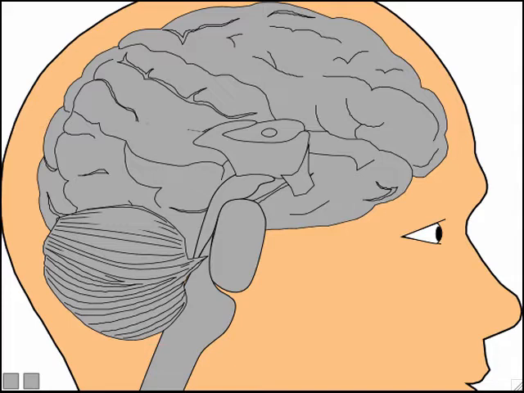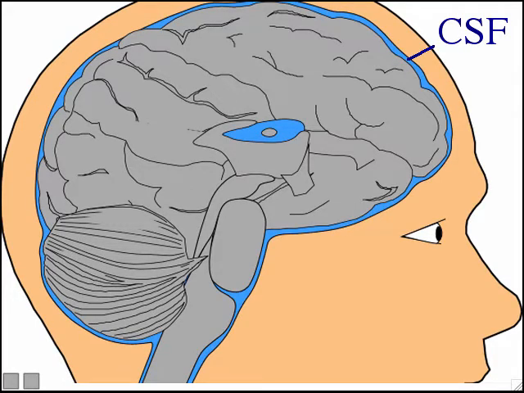The brain and the spinal cord of the central nervous system are surrounded by a watery fluid that's called the cerebral spinal fluid, or CSF for short. So it's a watery fluid that surrounds and bathes and protects the central nervous system.